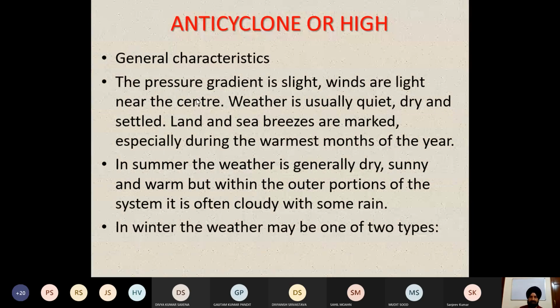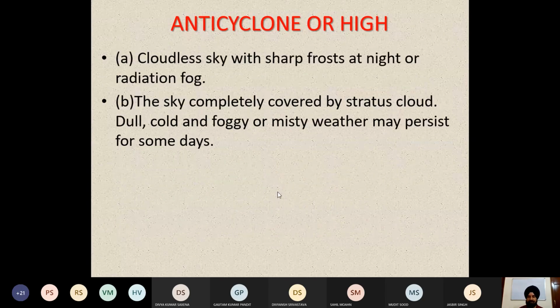General characteristics: pressure gradient is slight, winds are light near the center, weather is usually quite dry and settled, land and sea breezes are marked, especially during the warmest months of the year. So we have studied this land and sea breeze, how it takes place. So this is also during these anticyclones. In summer the weather is generally dry, sunny, warm, but within the outer portions of the system it is often cloudy with some rain. Winter weather may be again cloudless skies, sharp frost at night, and sky completely covered with a little bit of stratus type of clouds.